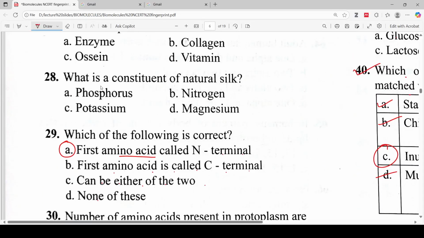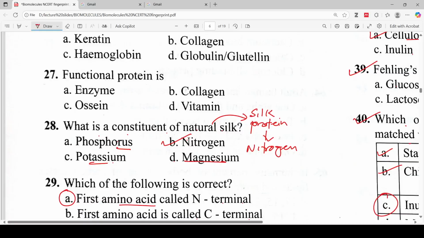So next question. What is the constituent of natural silk? Phosphorus, potassium, nitrogen, magnesium. So here the correct answer is option B. Natural silk is made up of mainly protein. In the protein only you can find nitrogen, not other components like potassium, magnesium and phosphorus. So that's why nitrogen will be the correct answer.